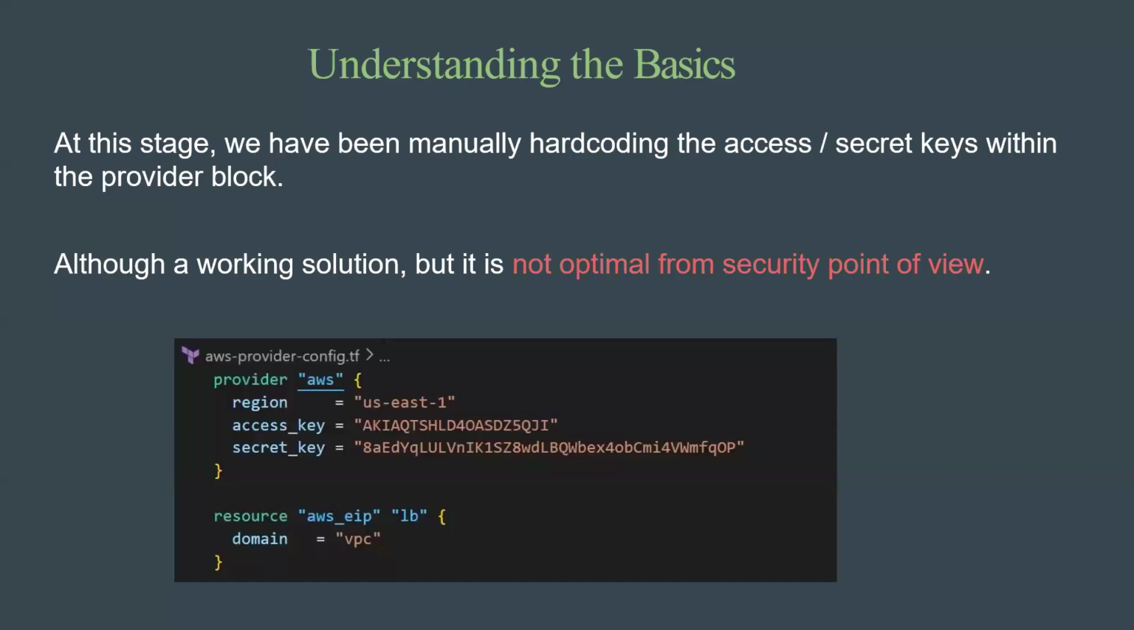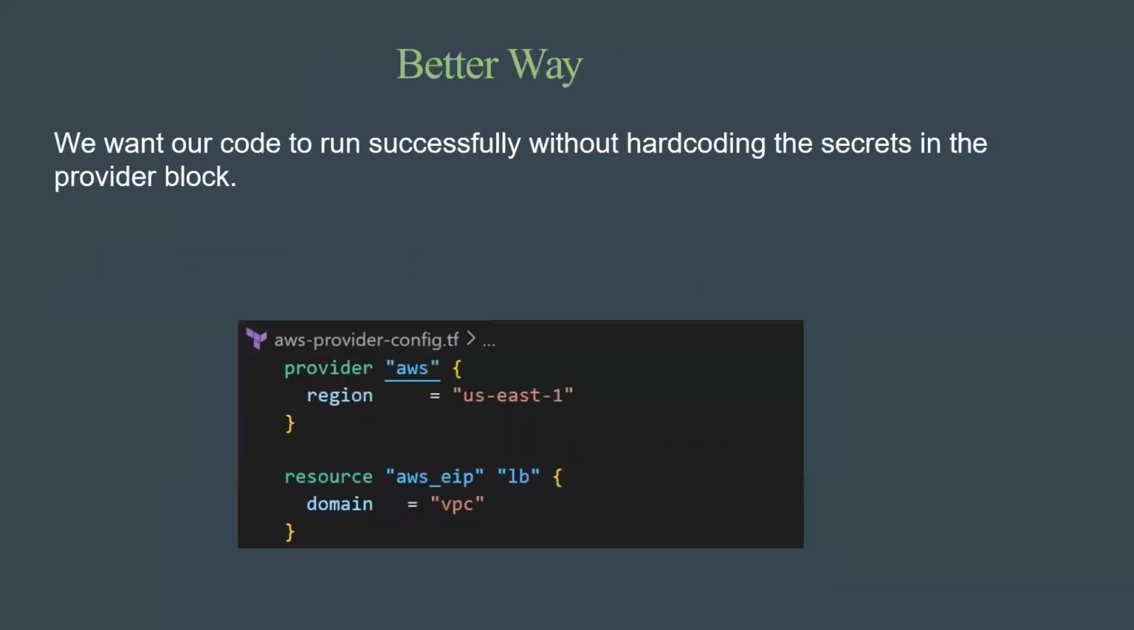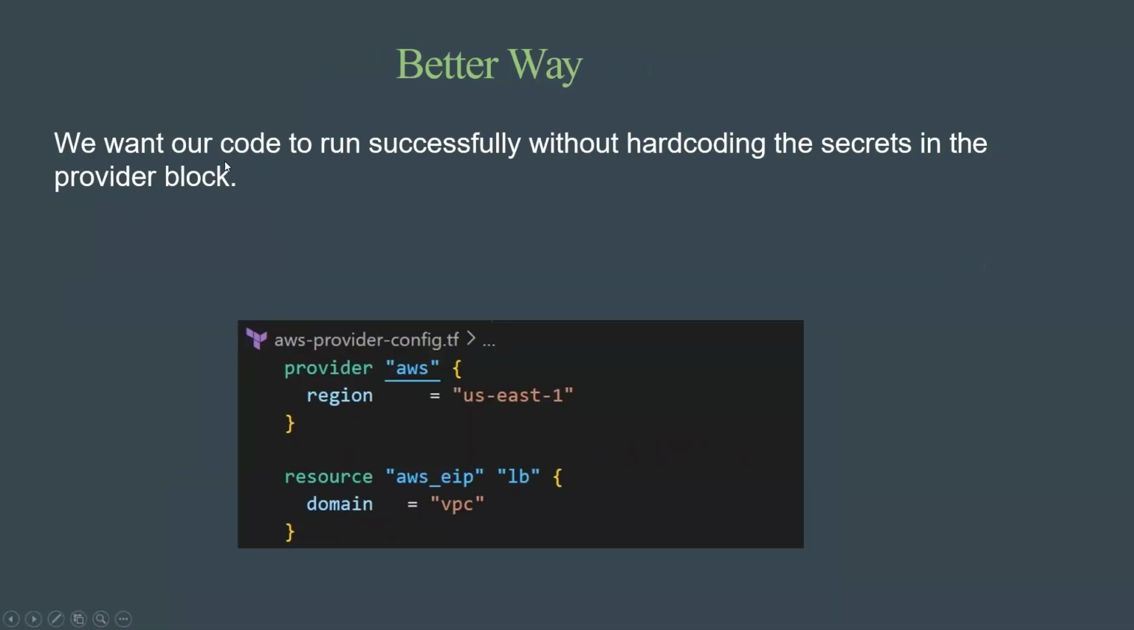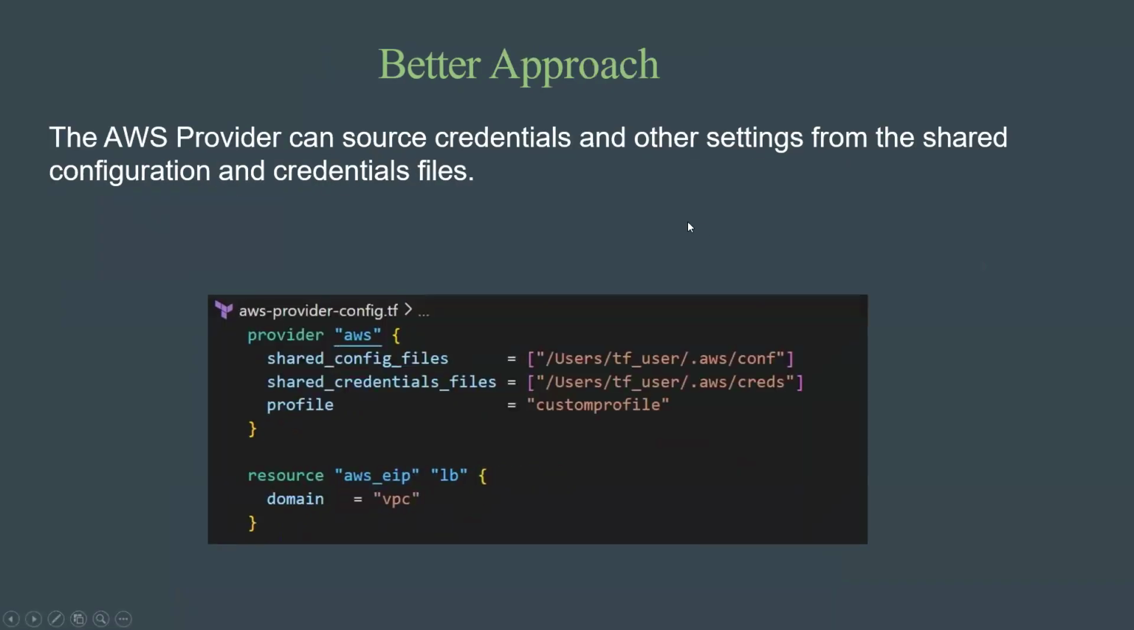So, provider and authentication. At this stage, we have been manually hard coding the access and secret keys within the provider block. Although it is a working solution, it is not optimal from the security point of view. A better way is to have our code run successfully without hard coding the secrets in the provider block. The AWS provider can source credentials and other settings from the shared configuration and credentials files.